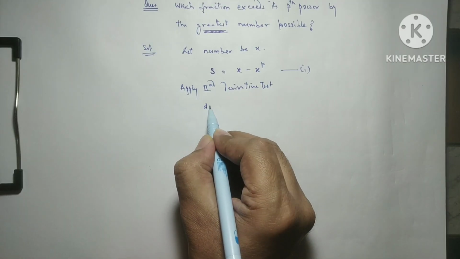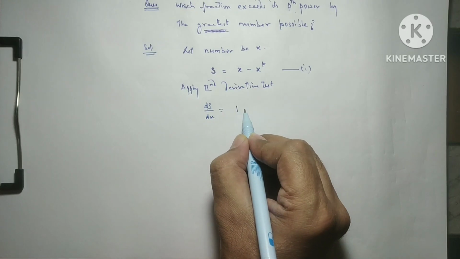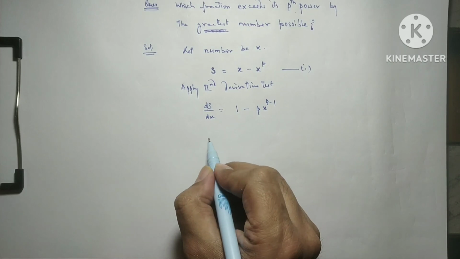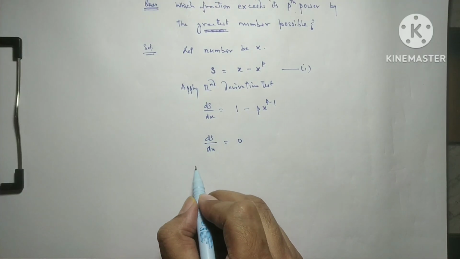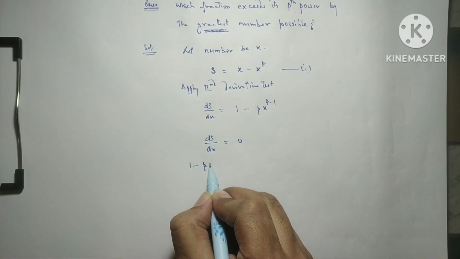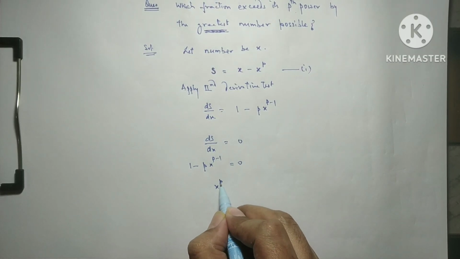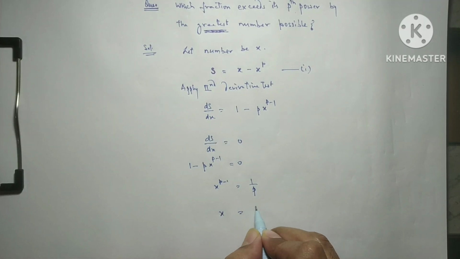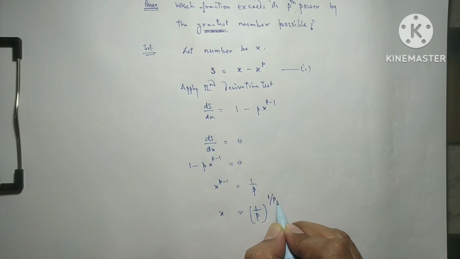So the first derivative will be ds over dx. When you differentiate this, we get 1 minus p x to the power p minus 1. When we put the first derivative equal to 0, it will be p x to the power p minus 1 equals 0. So x to the power p minus 1 is 1 over p, or you can say x equals this. So this is the value of x.